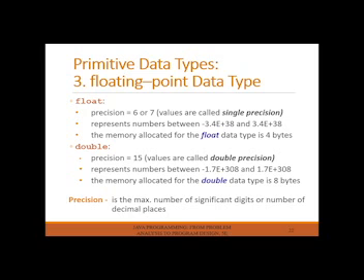For the double, precision is 15. Values are called double precision. It represents numbers between negative 1.7 times 10 to the 308th and positive 1.7 times 10 to the 308th. The memory allocated for the double data type is 8 bytes. When we say precision nga pala, it is the maximum number of significant digits or number of decimal places that are considered. So sa float, meron tayong 6 or 7 significant digits or decimal places, whereas for the double, it's 15 significant digits.